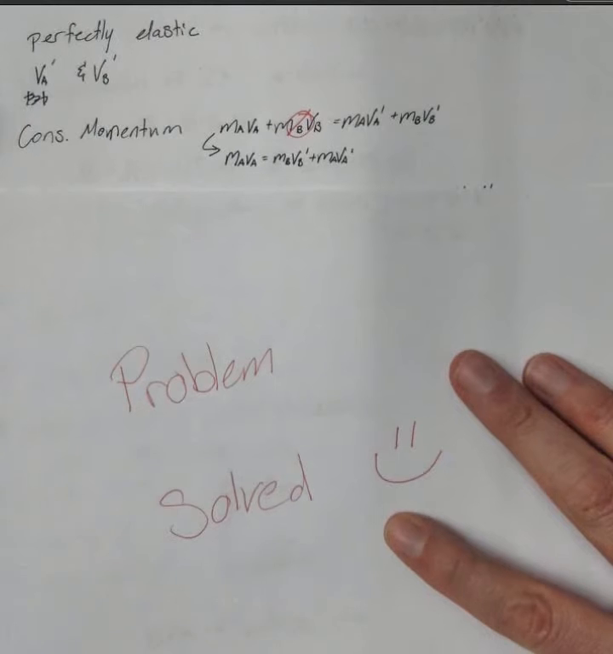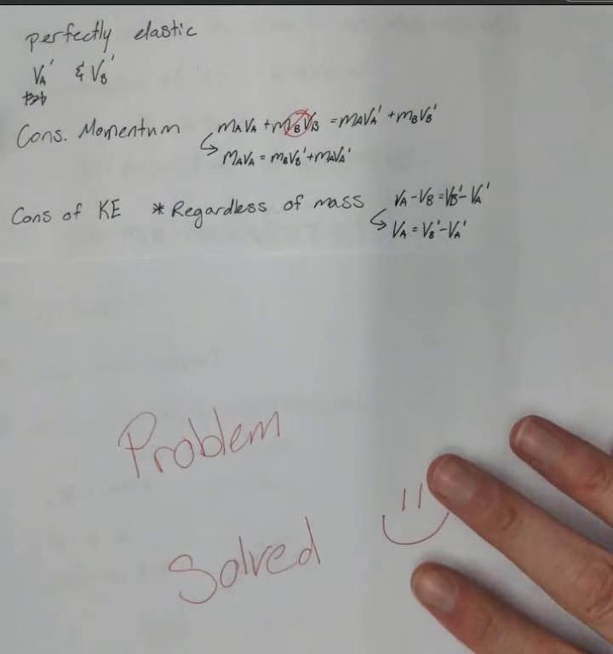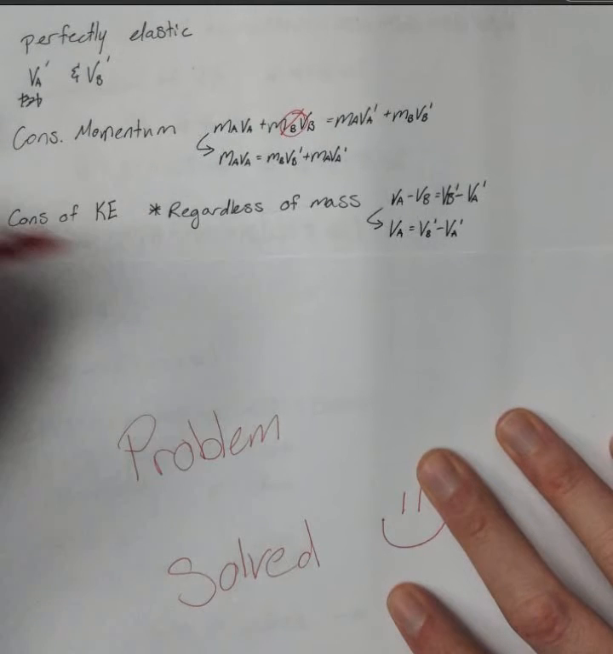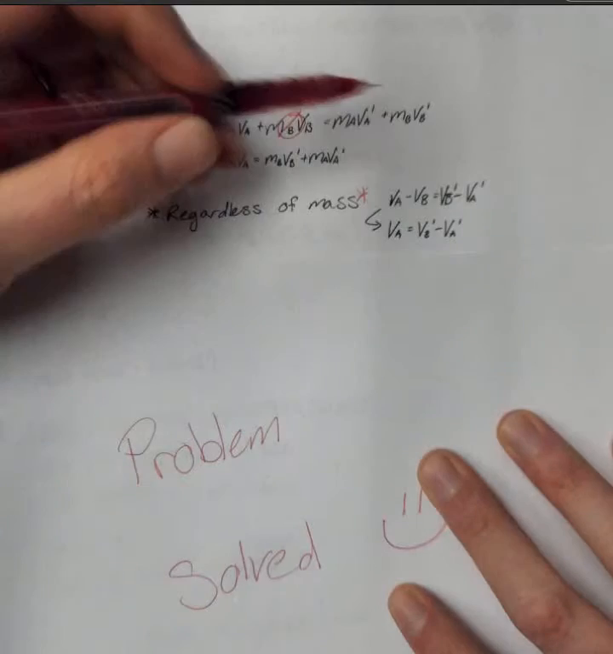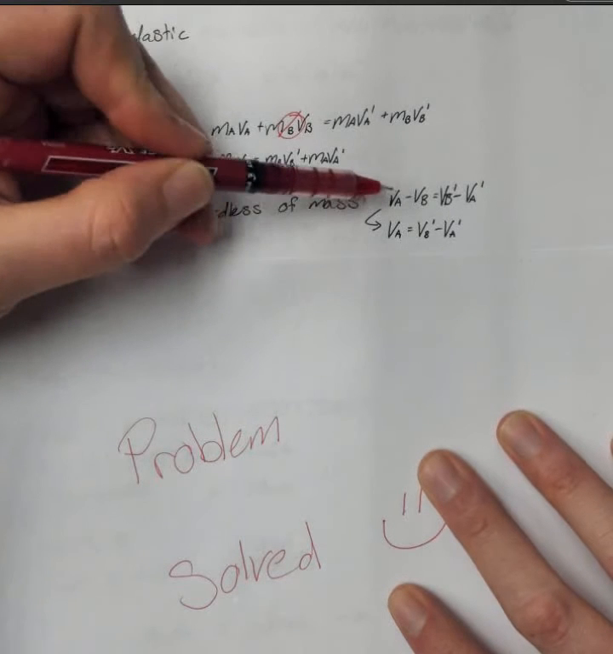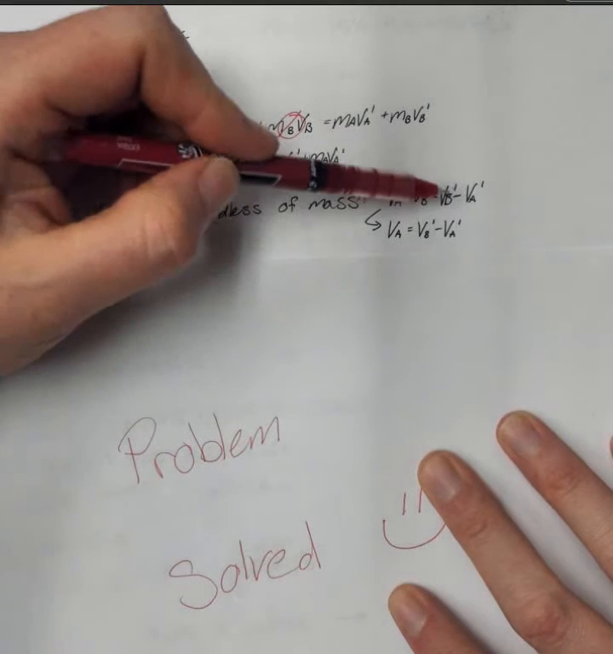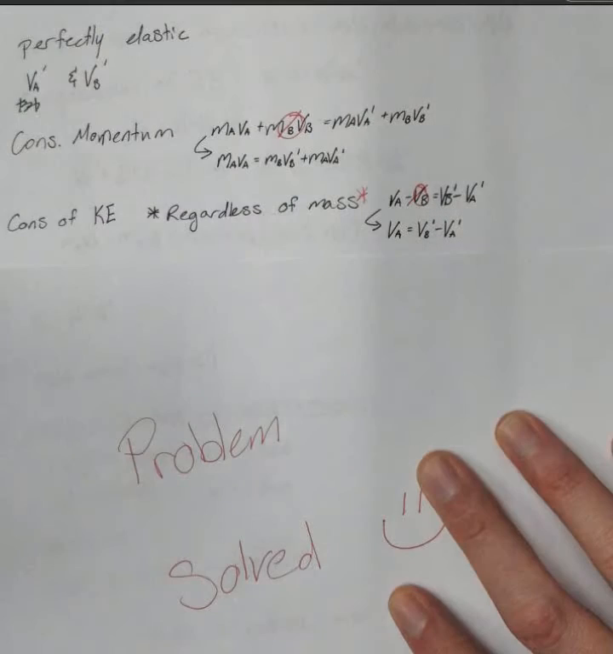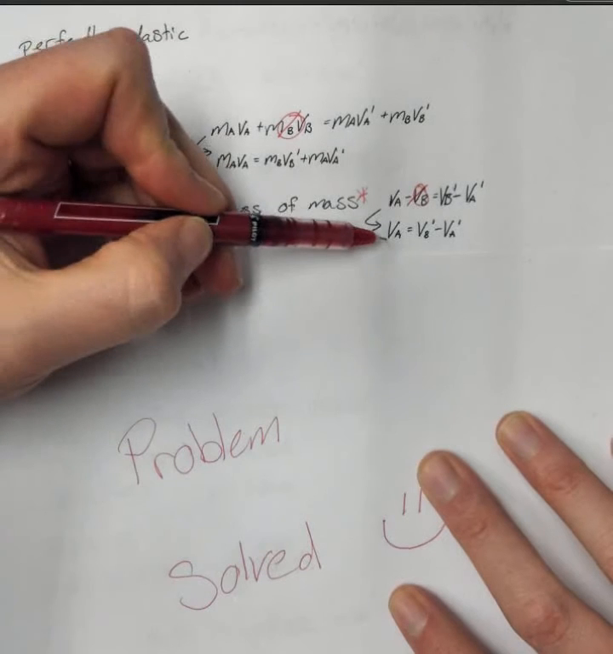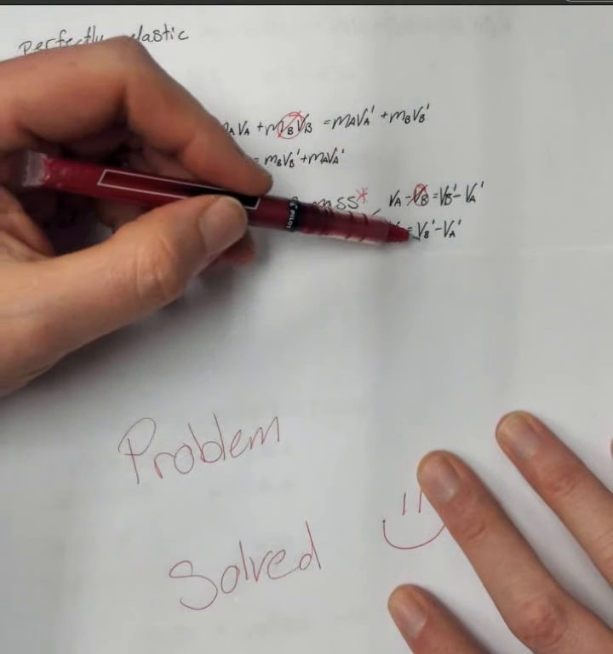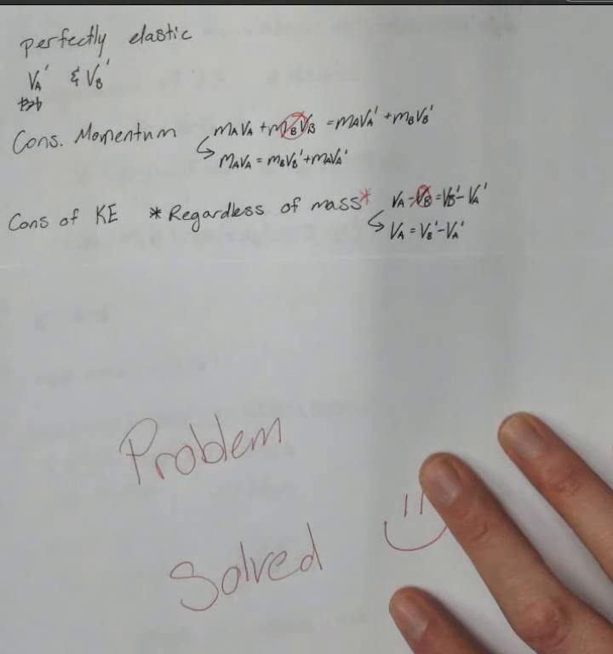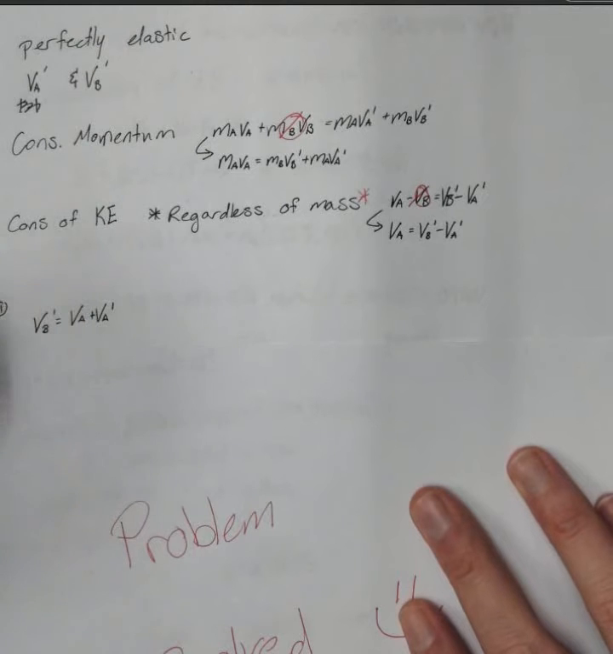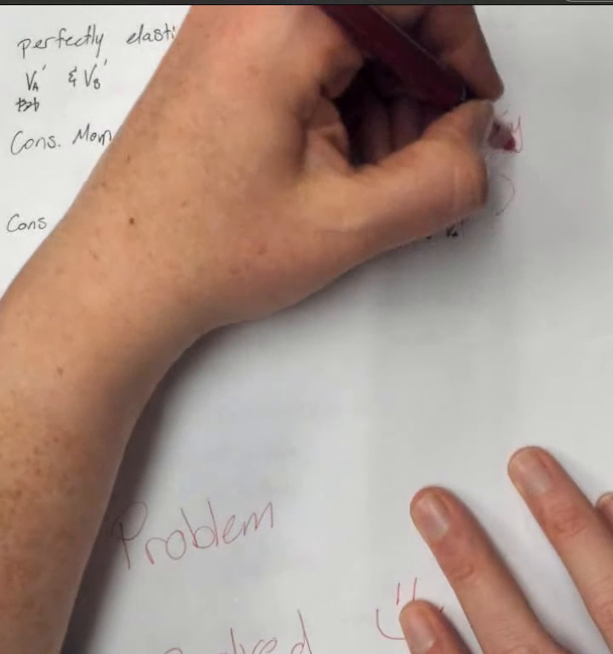Since it's a perfectly elastic collision, we also have conservation of kinetic energy, and we can use the reduced equation that says that, regardless of mass, the initial velocity of A minus B will equal the final velocity of B minus A. We can reduce that down, since the initial velocity of object B is 0, to say that the velocity of object A initially will be equal to the velocity of object B minus the velocity of object A.